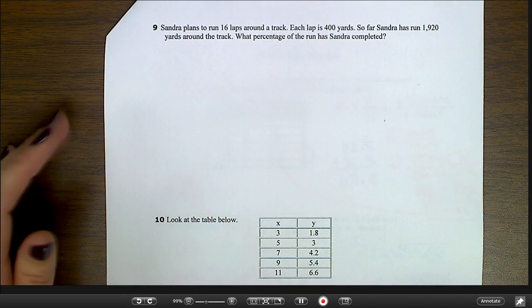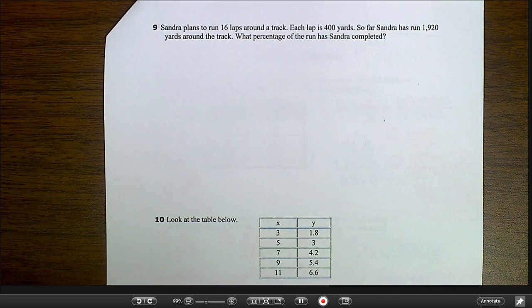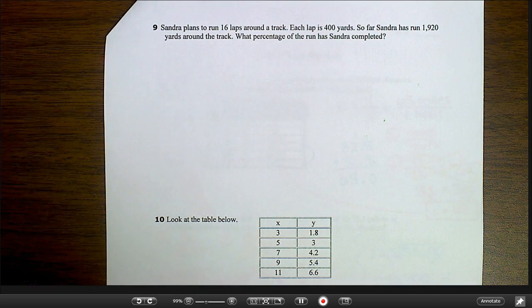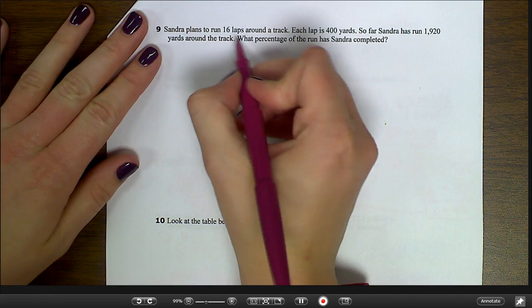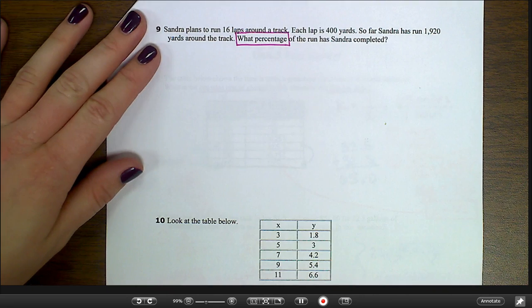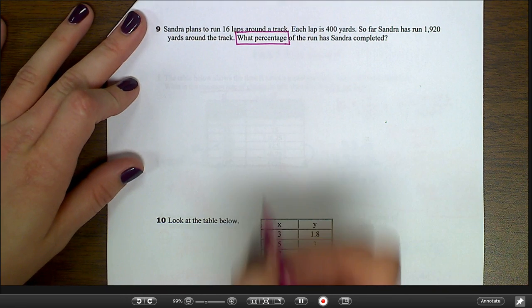Number 9. Sandra plans to run 16 laps around a track. Each lap is 400 yards. So far, Sandra has run 1,920 yards around the track. What percentage of the run has Sandra completed? Great, this is a percent proportion problem because it either tells me or asks for a percent. In this case, it's asking for the percent.